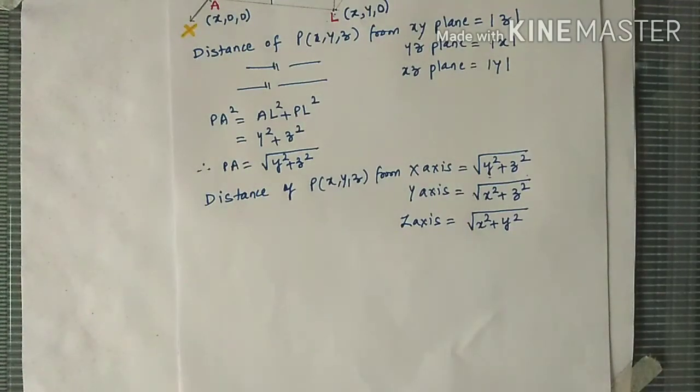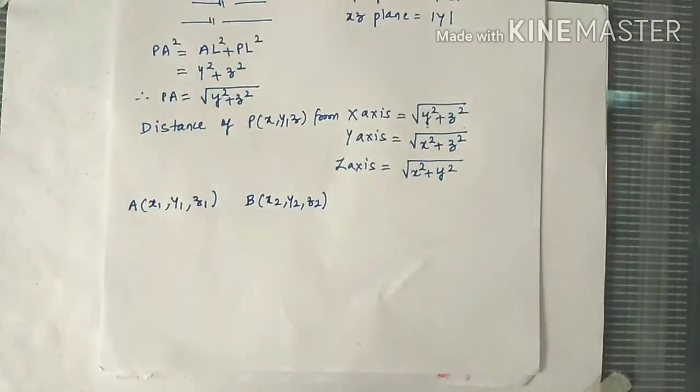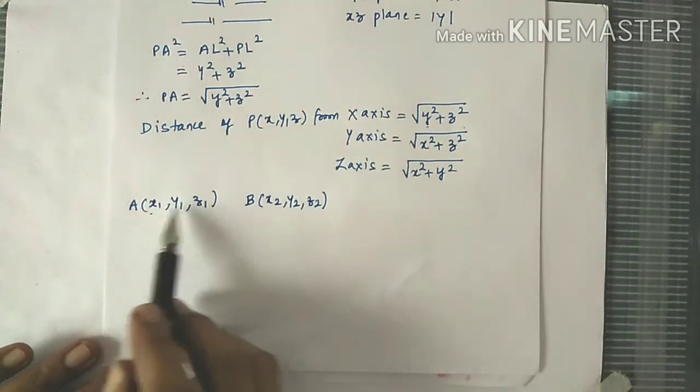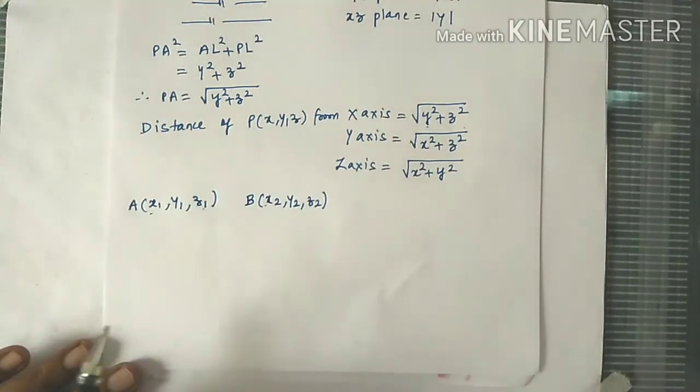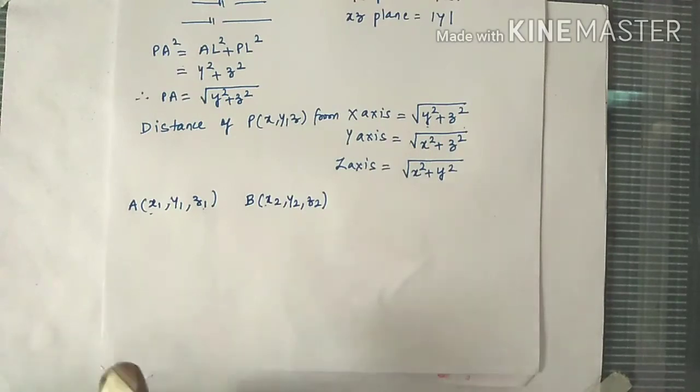So now we know how to find distance of a point from the planes xy plane, yz plane and xz plane, and from the coordinate axis x, y and z axis. We know how to find distance of P from origin, that is root x square plus y square plus z square. So if in general we have 2 points, say A is x1, y1, z1 and B is x2, y2, z2, then how to find AB bar and distance AB.